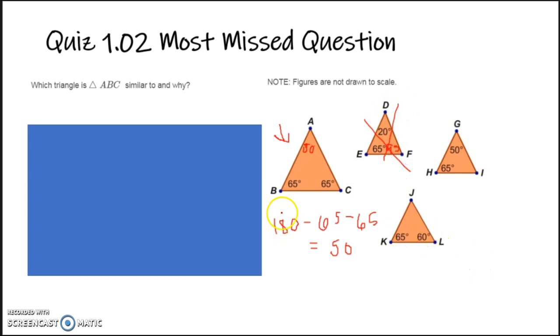JKL we automatically know is not going to work because it's 65 and 60 instead of 65 and 65. And so GHI we hope would work, and it does. It has 65 and 50. Just like we figured out that A was 50 up the top, G is 50 at the top of this triangle. 65 is the other base angle, which leaves 65 to be the third angle as well. So GHI is similar, and that would be by the angle-angle similarity postulate.